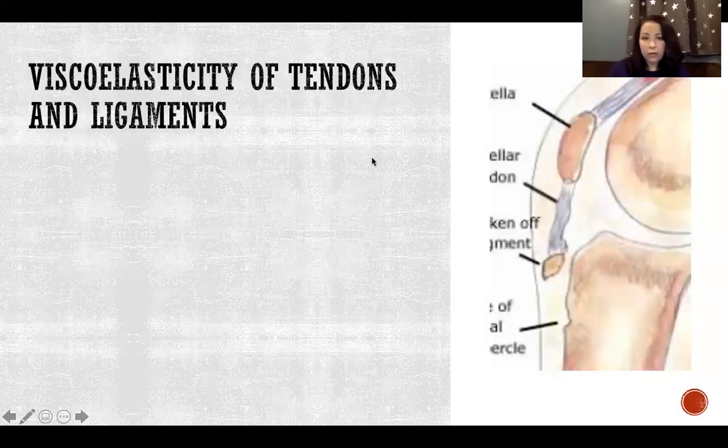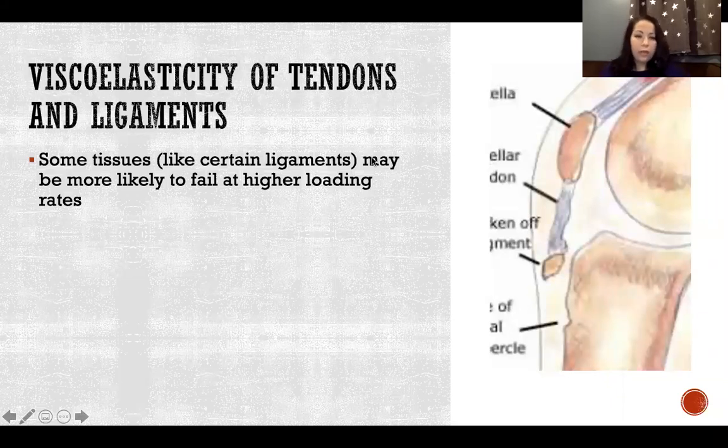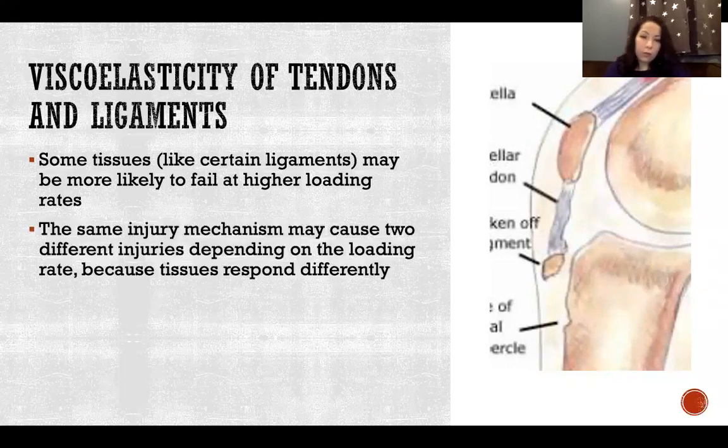In contrast, tendons and ligaments are a bit different. So other tissues like tendons and ligaments may be more likely to fail at higher loading rates. So at higher loading rates, which make bones stronger and stiffer, at those same high loading rates, those are the rates that are more likely to injure the tendons and ligaments because they don't become stronger or stiffer at a higher loading rate.